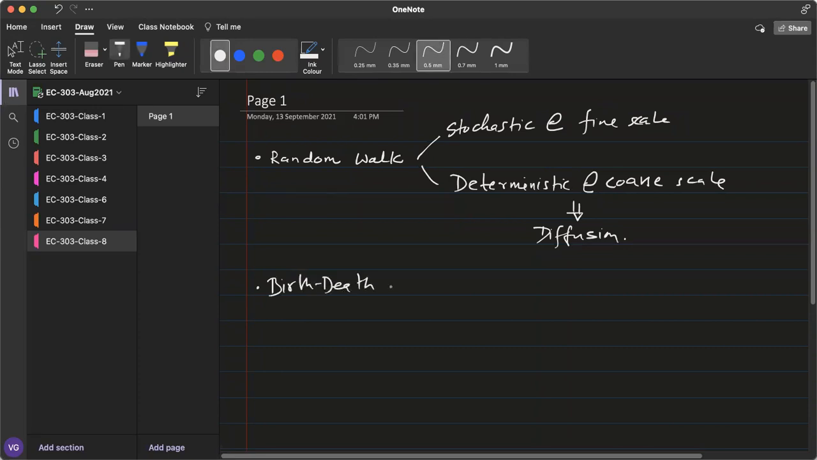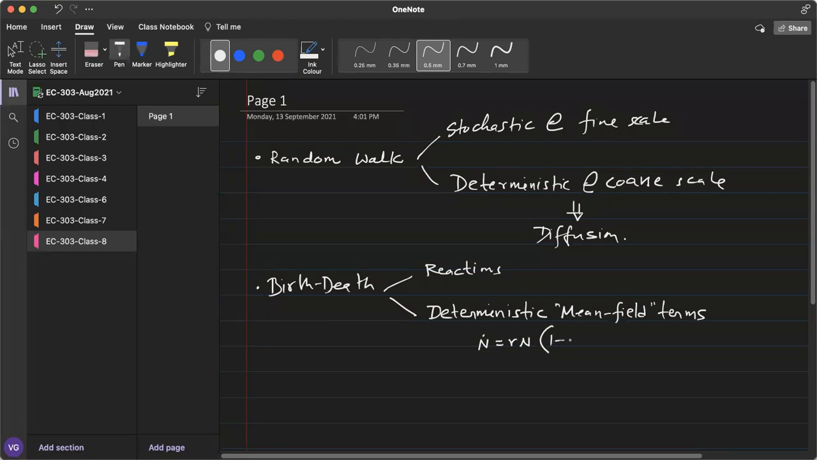We captured them via various terms, what we call reaction terms. And they were all captured by deterministic mean field terms. So far we have been dealing with the processes as deterministic mean field terms. For example, in the context of the logistic model, we wrote something like this: Rn times 1 minus n.